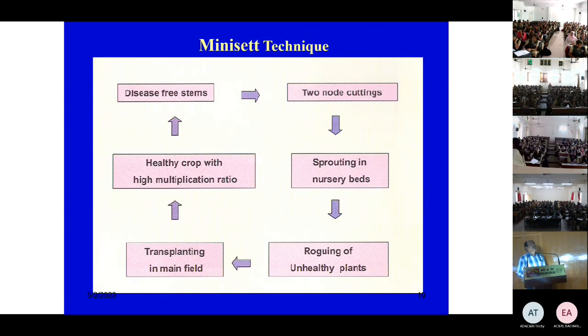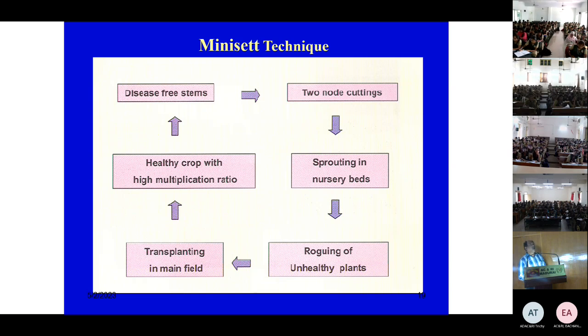So nowadays, the mini set technique is a popular one for tapioca, so that we can avoid the wastage of material. So that is very, very important. First, you have to select the disease-free stems, and 2-node cuttings are best. So the cuttings are sprouted in the nursery beds, and after sowing, roguing of unhealthy plants, because it is susceptible to cassava mosaic disease. So that roguing is very, very important.